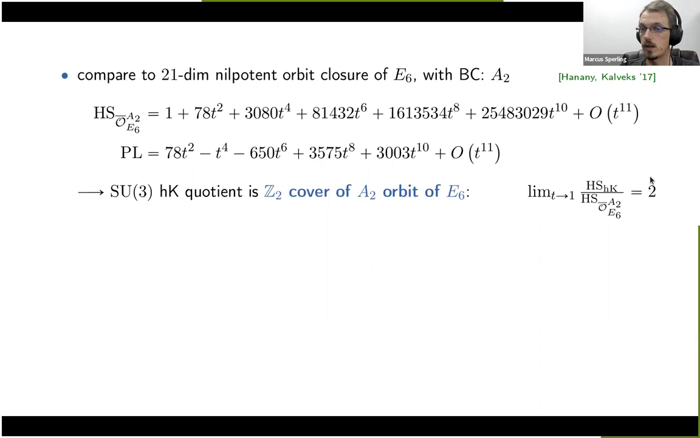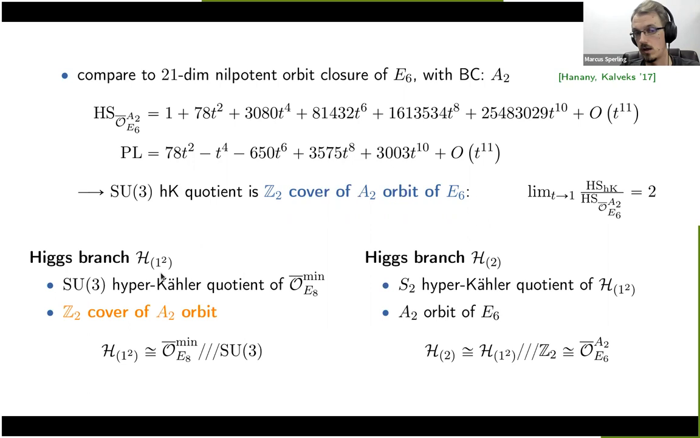So that would be the expectation that the SU3 hyperkähler quotient is simply a Z2 cover of the E6 orbit of dimension 21. Right, so the expectation is now that the Higgs branch at finite coupling is just the SU3 hyperkähler quotient, which has global symmetry E6, but it's not an E6 nilpotent orbit, but its Z2 cover. And then the Higgs branch at infinite coupling is argued to be actually the nilpotent orbit of E6 of dimension 21. Now we can confirm this expectation by using the magnetic quiver.